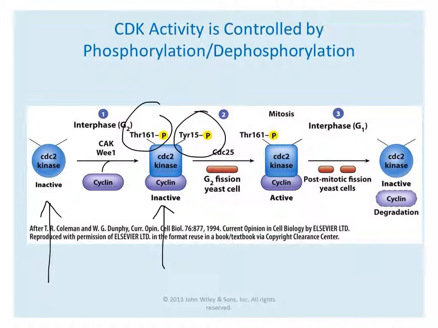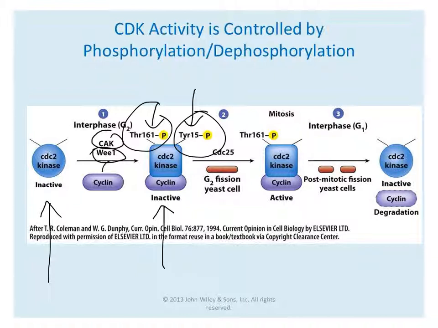Now, the kinases that add these phosphorylation events are shown here. CAK phosphorylates at 161, and Wee1 phosphorylates at the tyrosine 15 residue, which is shown here.